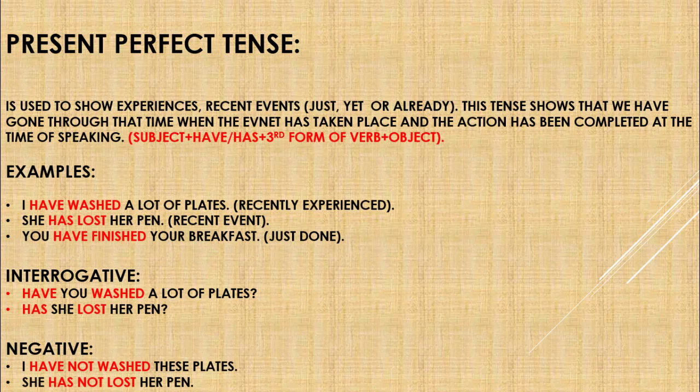Present perfect tense is used to show experiences or recent events which have taken place just, yet or already. This tense shows that we have gone through that time when the event has taken place and the action has been completed at the time of speaking. We use the auxiliary verb has or have with third form of verb in this tense.